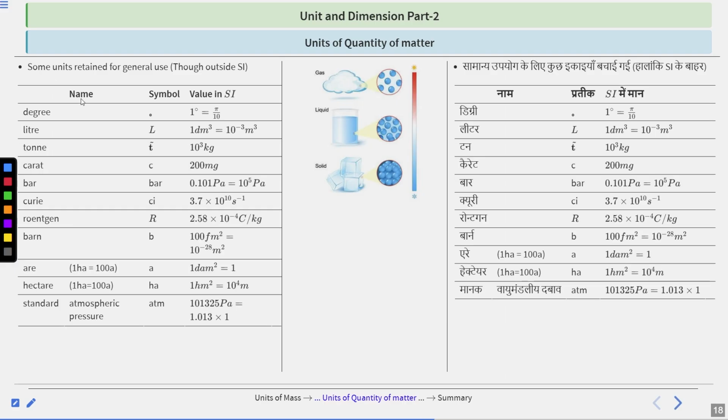Like here you can say name, symbol, value. Degree, liter, ton, carat, bar, curie, Roentgen, ban, RA, hectare, standard atmospheric pressure, this one. Okay.